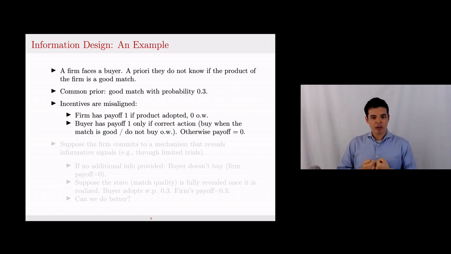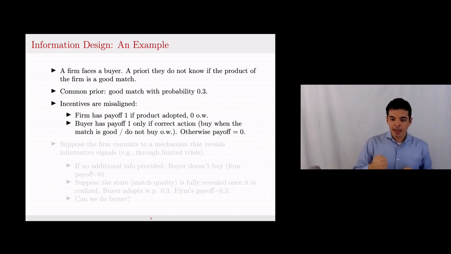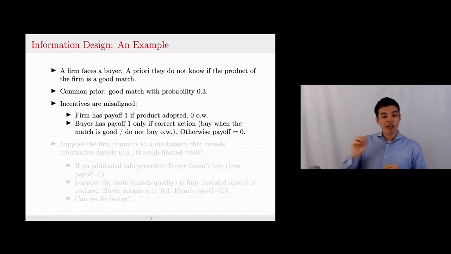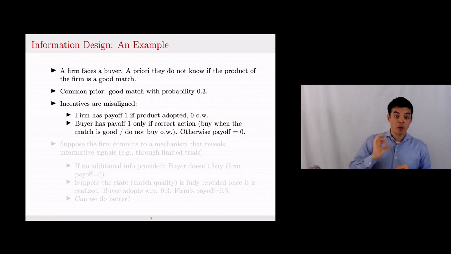The firm and the buyer share a common prior, and they agree that the match between the product and the buyer will be good with probability 0.3, and not good with probability 0.7. The crucial thing which makes the interaction between the firm and the buyer interesting is the following. Their incentives are misaligned. The firm just cares about selling the product and has a payoff of 1 unit if the product is sold to the buyer and 0 otherwise.